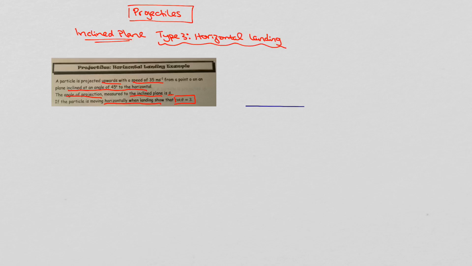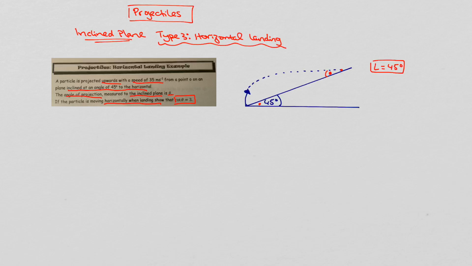So we have our inclined plane, and that has an angle of 45 degrees. And then we have the particle is projected up into the air, but it lands horizontally. And therefore we know from our geometry that if we have two parallel lines and a transversal cutting those two parallel lines, then we have alternate angles. So in other words, the landing angle must be equal to 45 degrees. So that's going to be key to our solution.